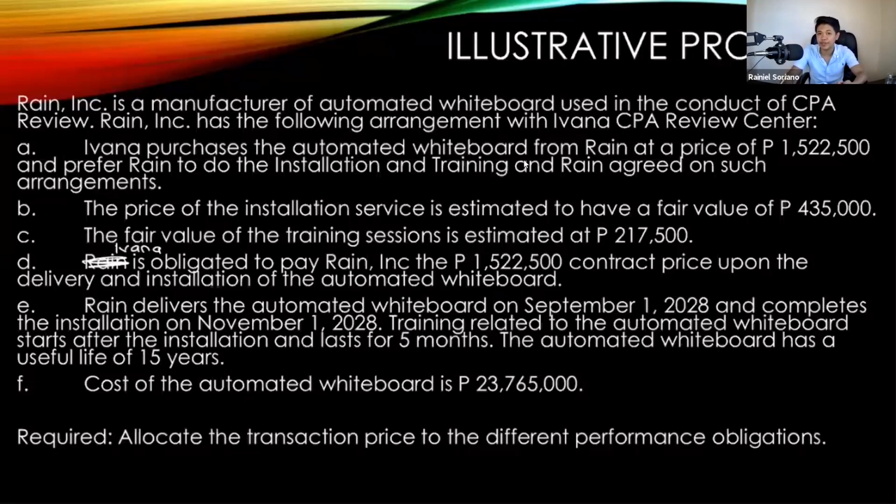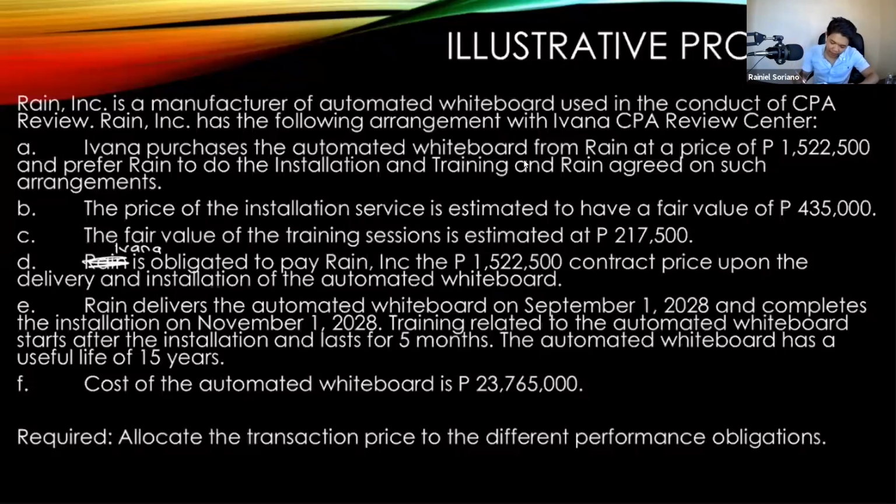And then the requirement here is what? The requirement is to allocate the transaction price to the different performance obligations. Okay? So since this is already step number 4, let's try to apply the 5-step model up until step number 4 to this problem. Okay? So step number 1, identify the contract. The contract here is between Rain and Ivana. Okay? Step number 2 is to determine the separate performance obligations.